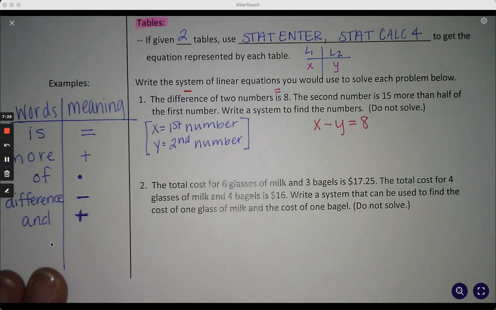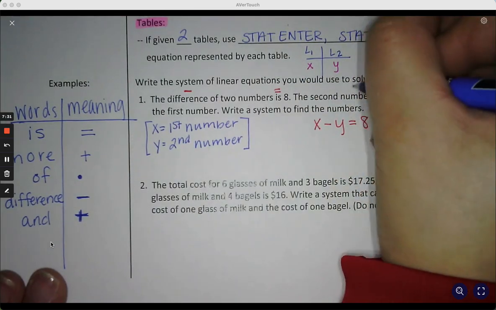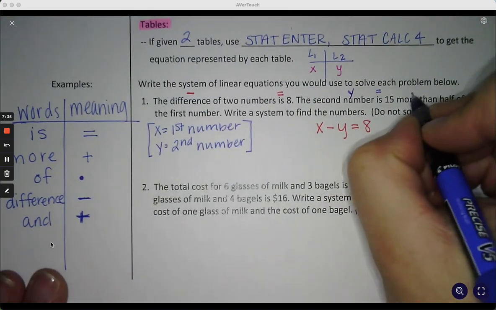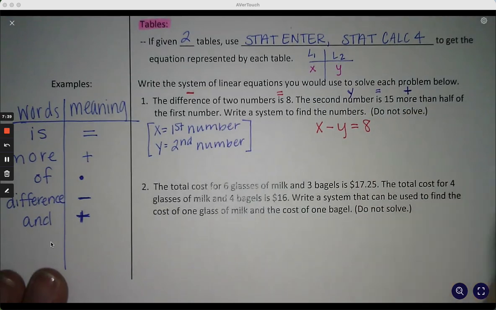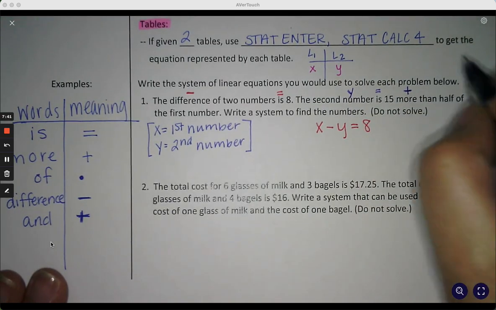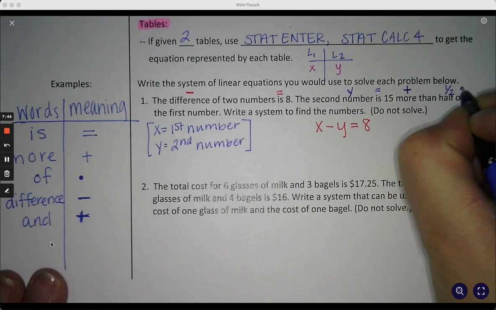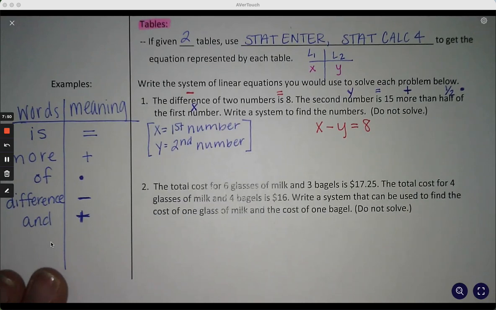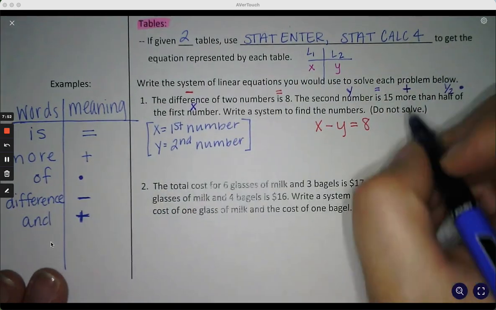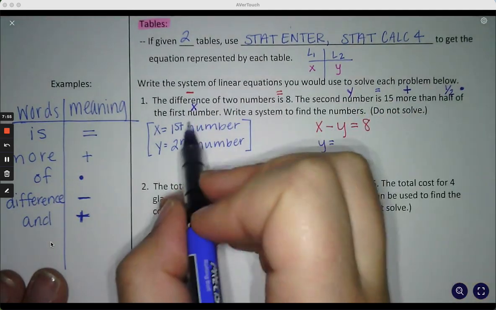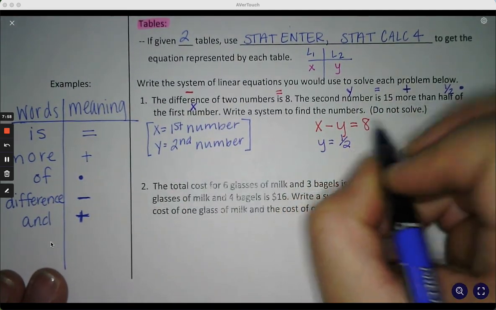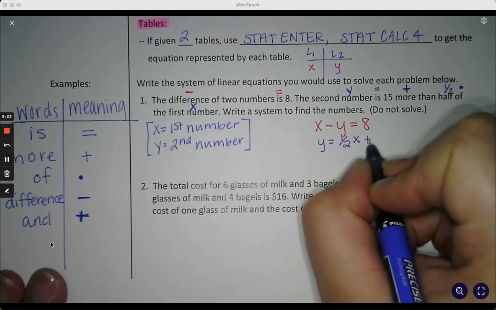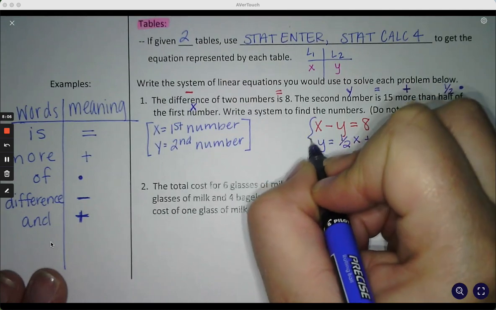Okay. The second number, so we know that that's y, is 15 more. So I'm going to add 15 to something. Then half of the first number, which is x. Okay, so I pretty much have it all right there. So y equals half of the first number plus 15. There's my system.